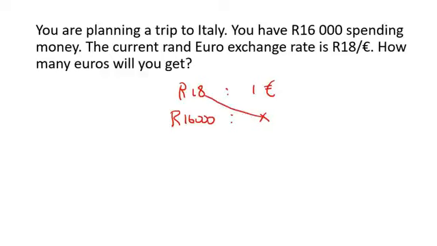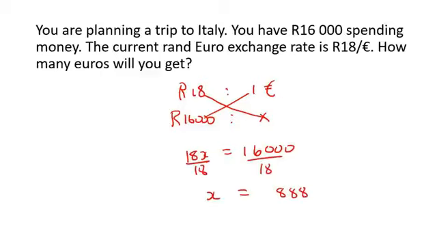Well, once again, multiply. So 18 multiplied by x is just going to be 18x, and then 16,000 multiplied by 1 is going to give you 16,000. And then to get x alone, you divide by 18, and so x is equal to 888.89. So that's rounded to 2 decimal places, and that would be euros. Okay, and so you would get about 888.89 euros with your 16,000 rand.